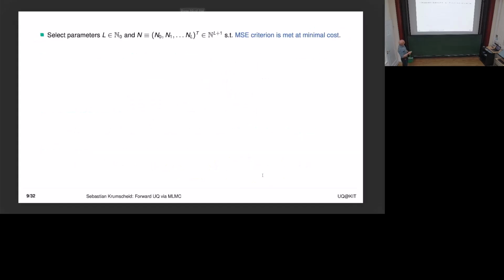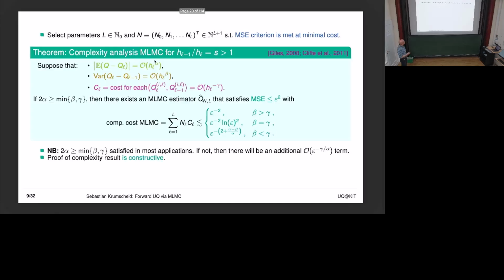So you put everything together. What you now want to do is find the number of levels, which corresponds to identifying the finest level, and the number of samples on each level to guarantee a certain tolerance. The ideas of multilevel go back to work by Heinrich, but it was coined as multilevel in work that goes back almost 20 years, and that's the standard complexity result that you would get.